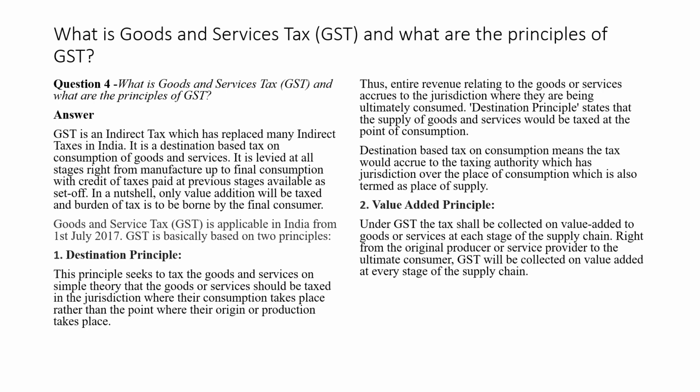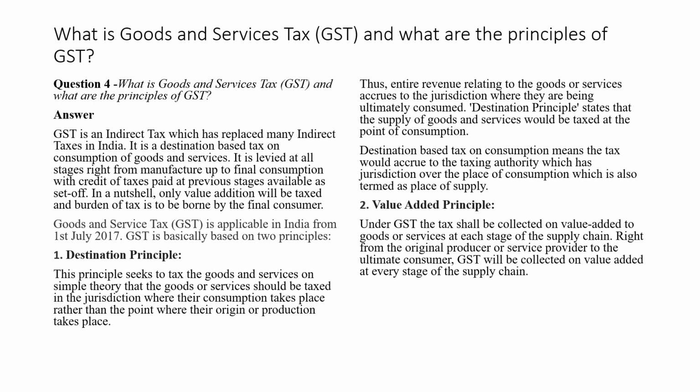Destination principle states that the supply of goods and services would be taxed at the point of consumption. Very good. Destination based tax on consumption means the tax would accrue to the taxing authority which has jurisdiction over the place of consumption, which is also termed as place of supply. Underline it. Place of supply.